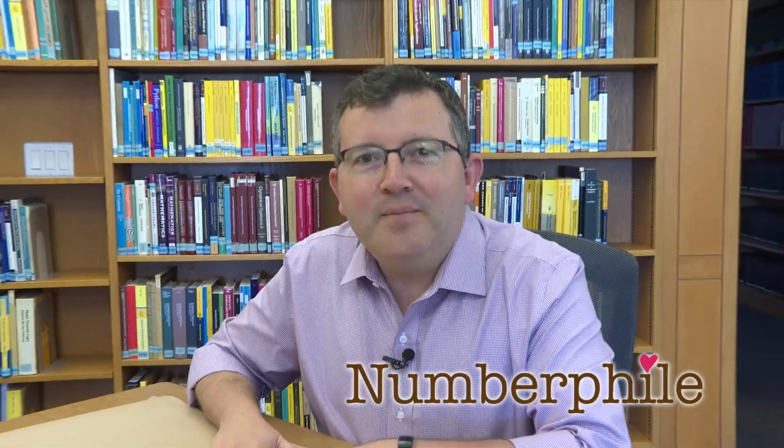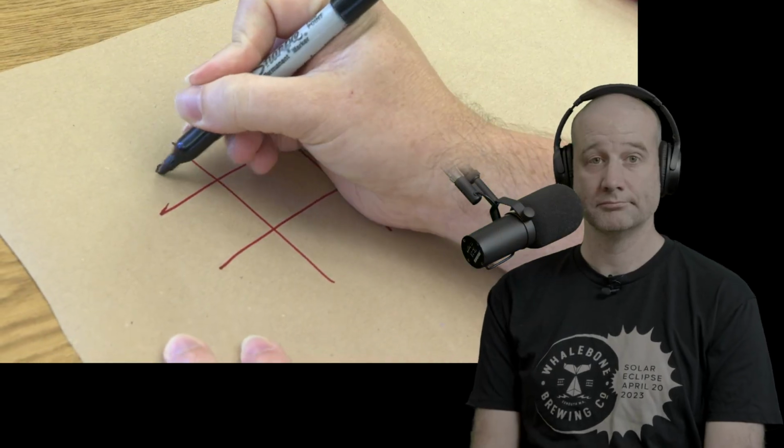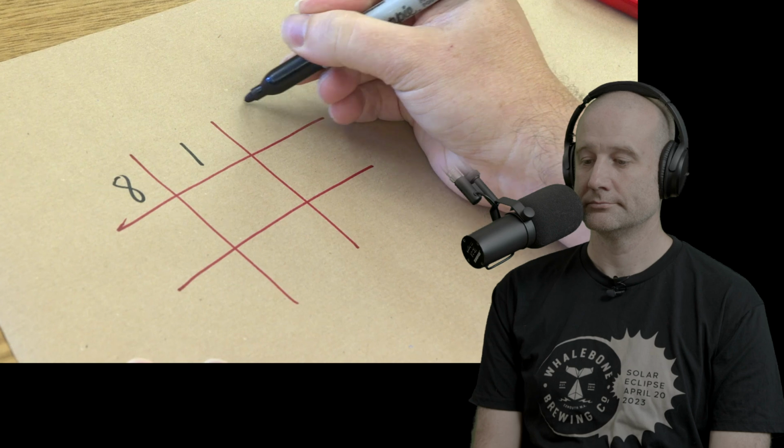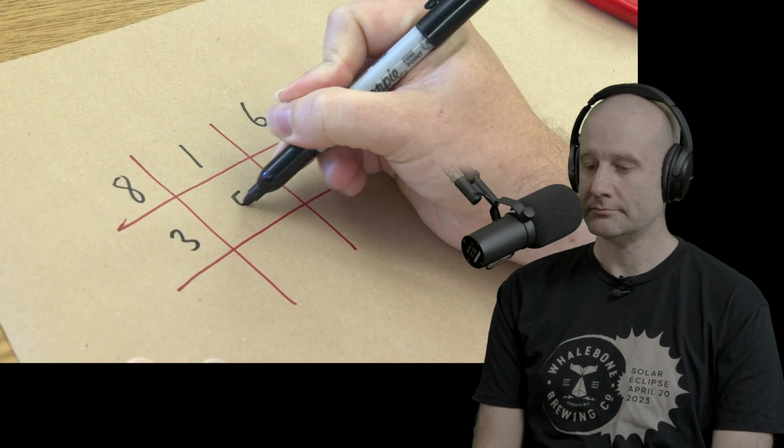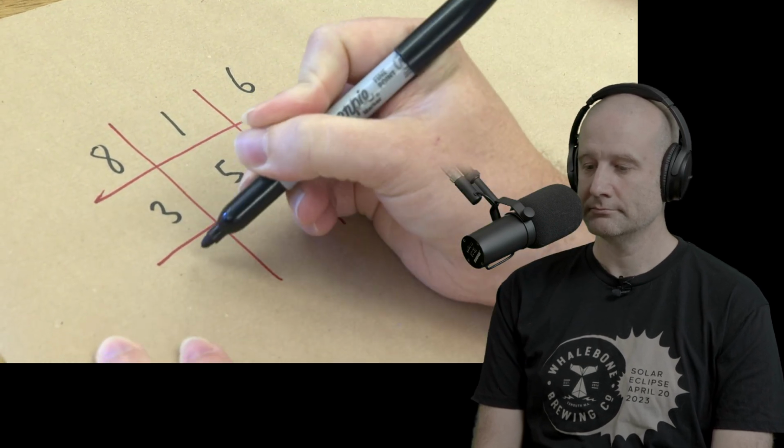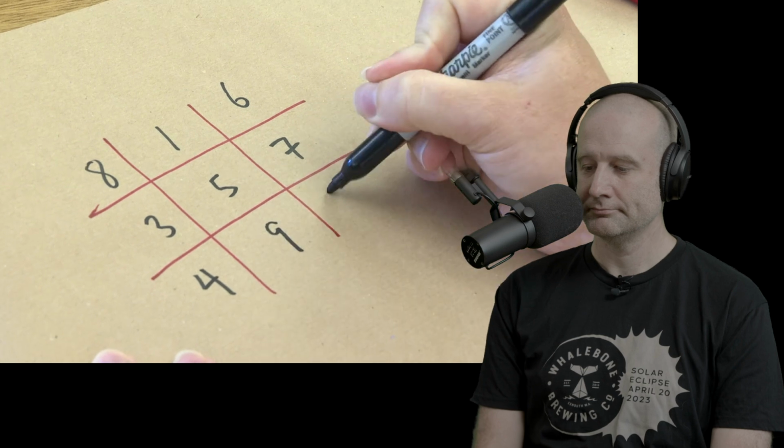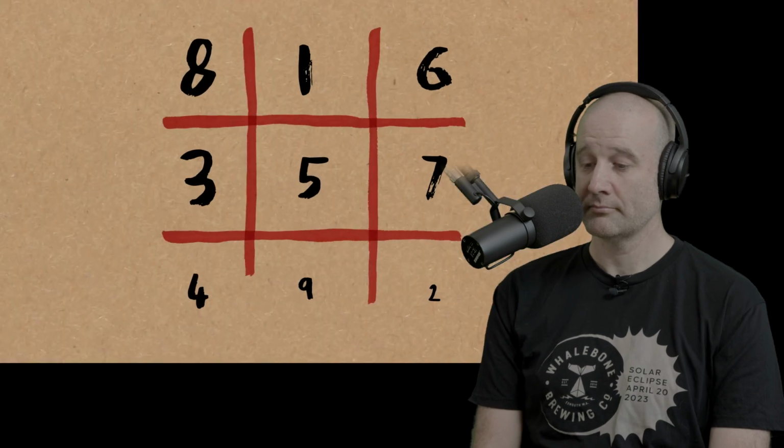We're going to talk about magic squares of squares. So first thing we're going to do is talk about what a magic square is. We're going to start with a 3 by 3 grid. We're going to have 8, a 1, and a 6, and a 3, and a 5, and a 7, and a 4, and a 9, and a 2. So this is a 3 by 3 array of numbers.